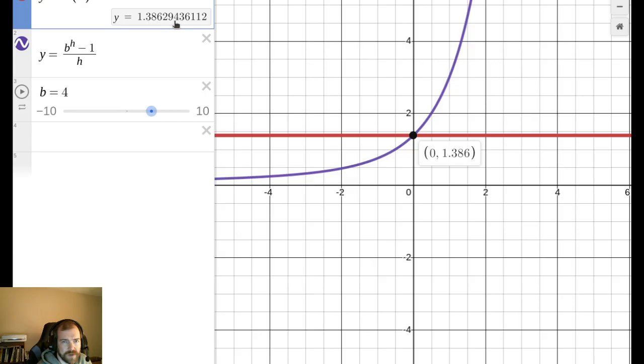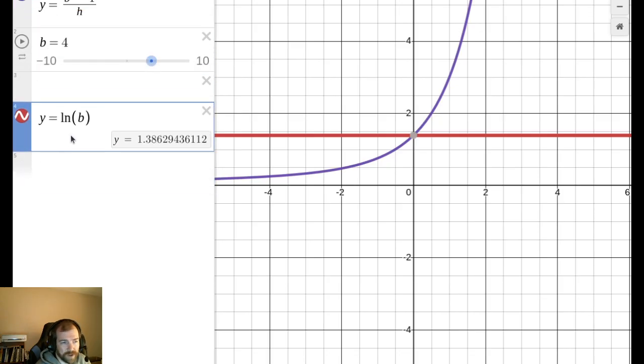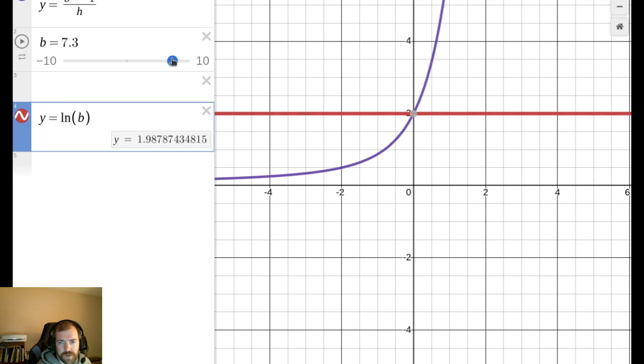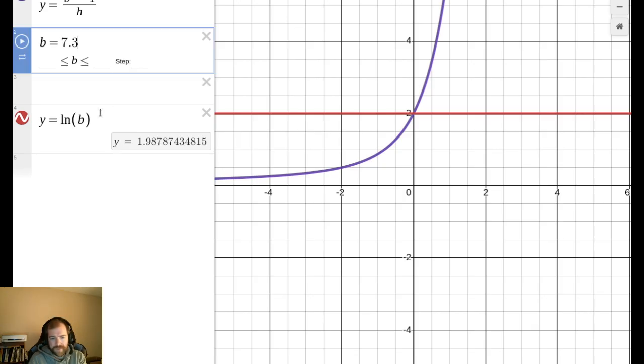So 1.38629436112, which ends up being the natural log of that base. So if we increase this more, we can get a value of 2 around 7.3, which I happen to know is going to be e squared. So what is e to the second power? This is 7.3890561, 609, 89. Again, we get a value that's close enough to 2 that it's just going to be, all right, that's fine.